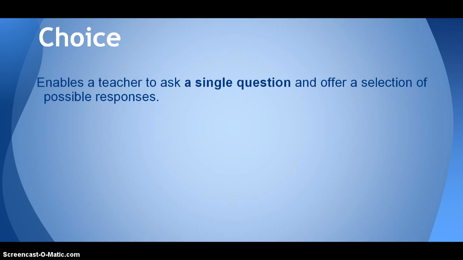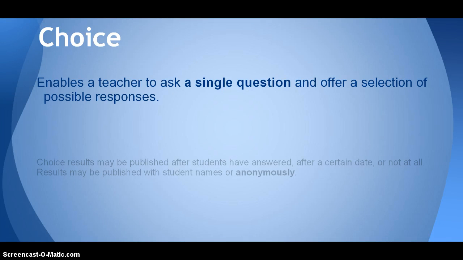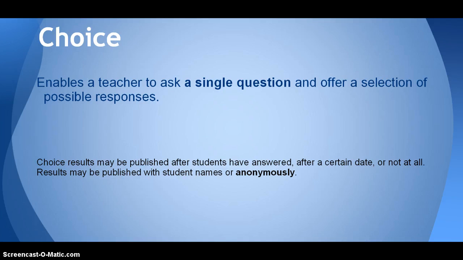The choice activity enables a teacher to ask a single question, and the teacher can offer a selection of possible responses. The results may be published after students have answered, or after a certain date, or maybe not at all. You decide, the teacher decides. Results may be published with the student's name or anonymously.